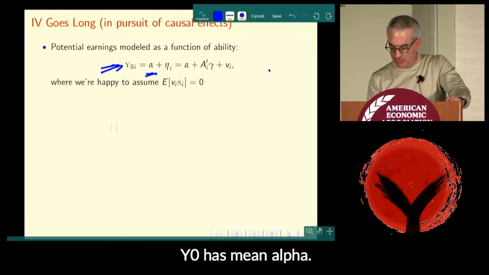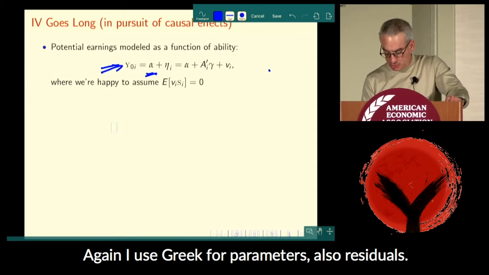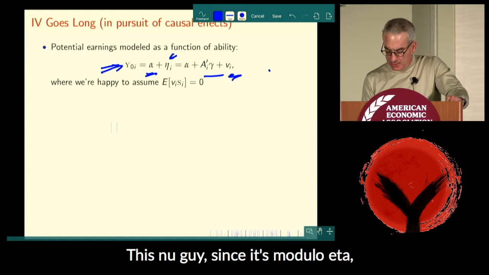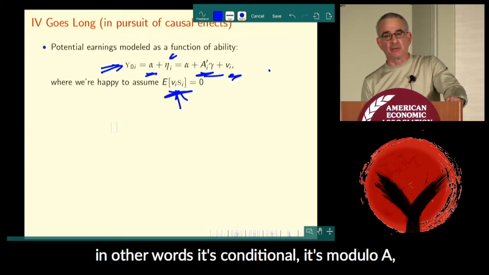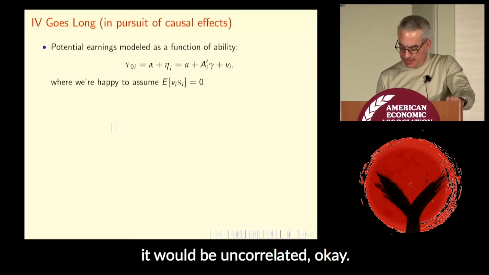Y0 is a mean alpha. Again, I use Greek for parameters, also residuals. The eta here is A prime gamma plus nu. This new guy, since it's modulo eta, in other words, it's conditional on A, it would be uncorrelated, okay?